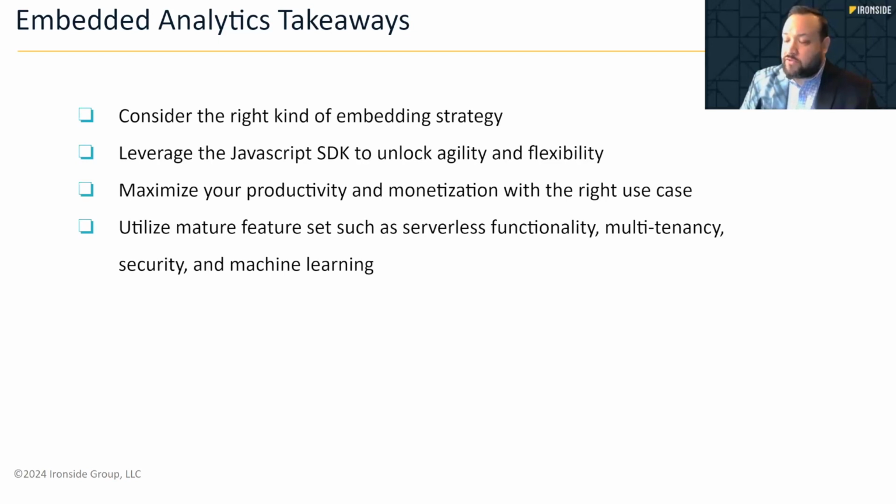Maximizing productivity with the use cases that we talked about, or even monetizing things, right? That's very important there. But we also have seen many, many different ways that we can actually use all of these different tools and features from a productivity standpoint. And then lastly, remember all the mature feature sets that are included with QuickSight, such as the serverless functionality. You don't have to have infrastructure individuals. You don't have to have DevOps, right? AWS basically scales everything for you and monitors that for you.